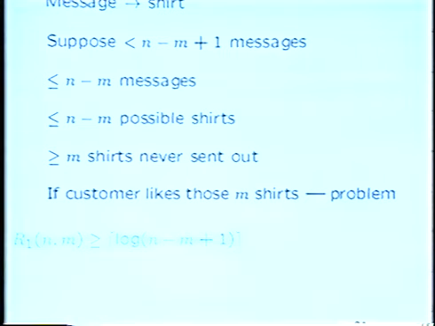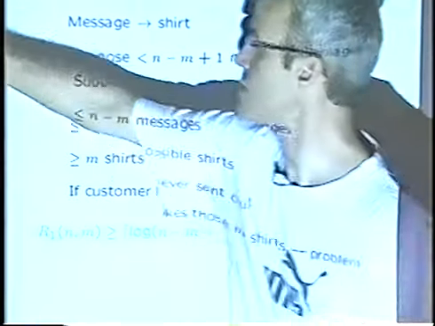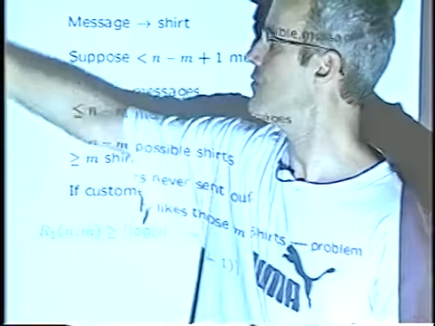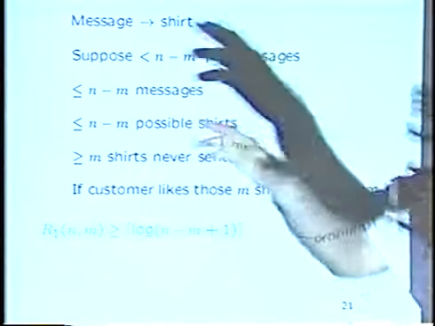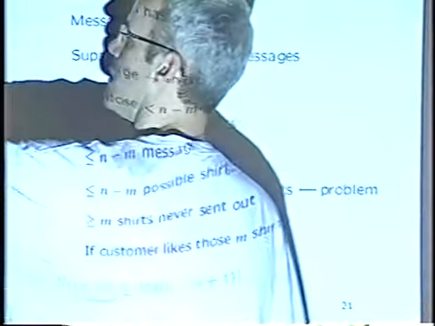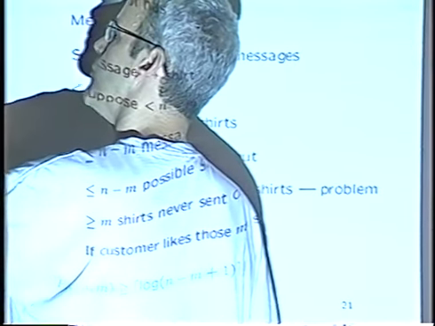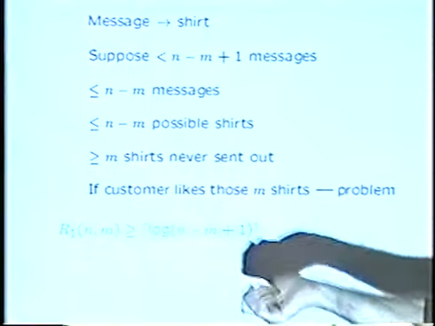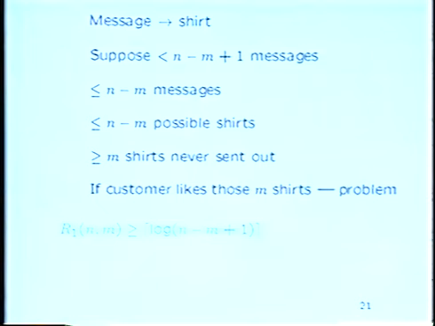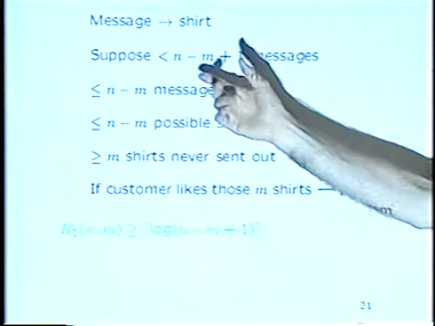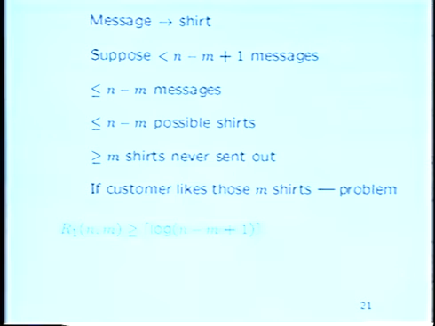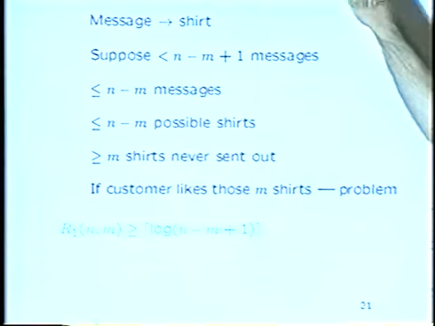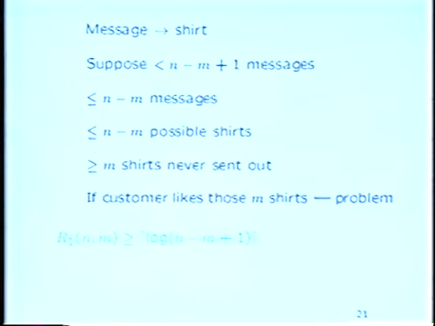Because there are n minus m possible messages, therefore there are n minus m, like 7, 19, and 15, possible shirts you'll get. And there are m remaining shirts. And if you like exactly the remaining set of m shirts, you'll never get one of those no matter what you send. So you'll never get the shirt that you like. So what that shows is that you cannot have less than n minus m plus 1 messages. You have to have at least n minus m plus 1 messages. And therefore the number of bits is at least log of n minus m plus 1. It's crucial that you agree with that.